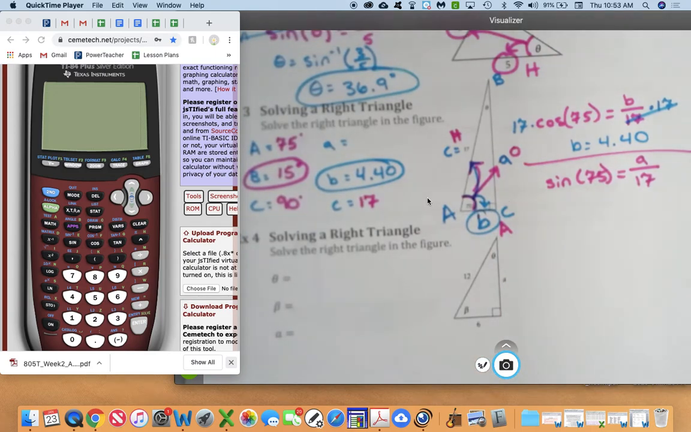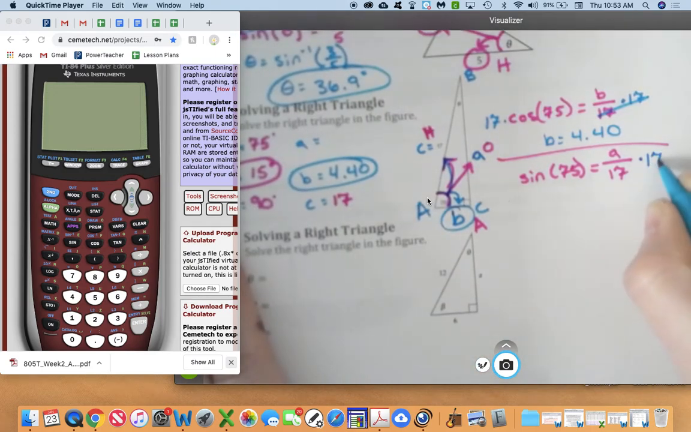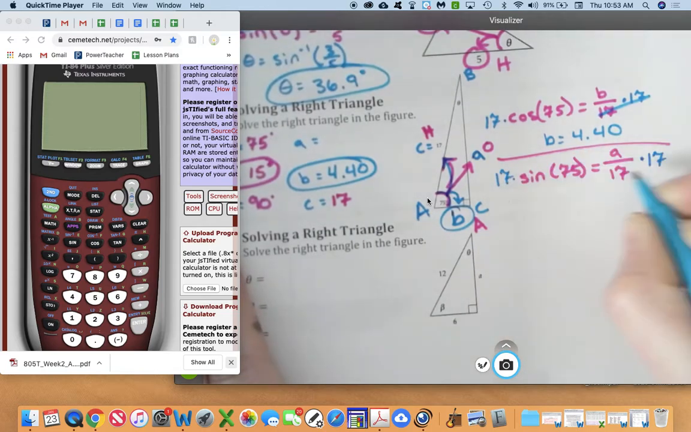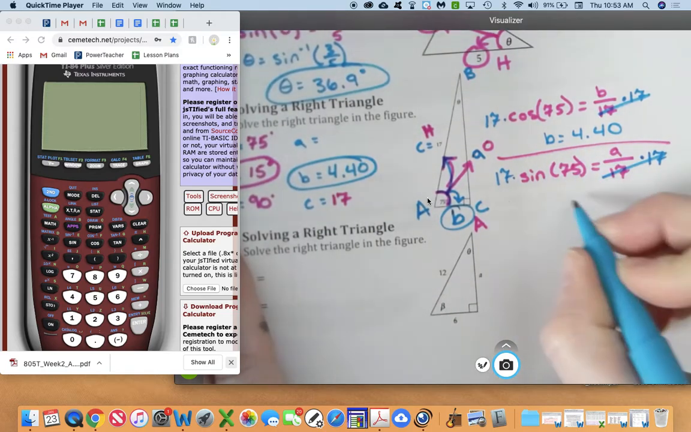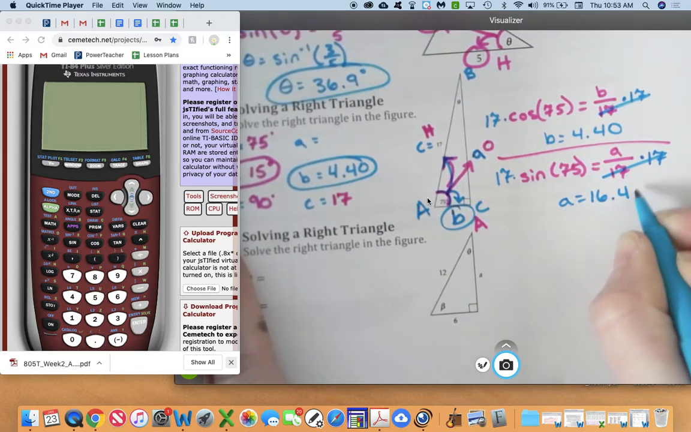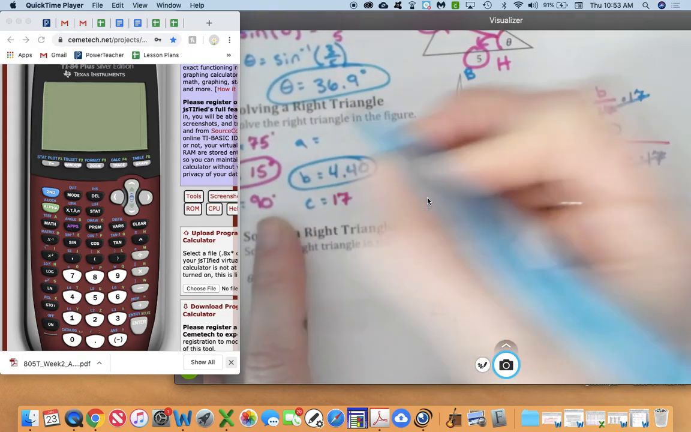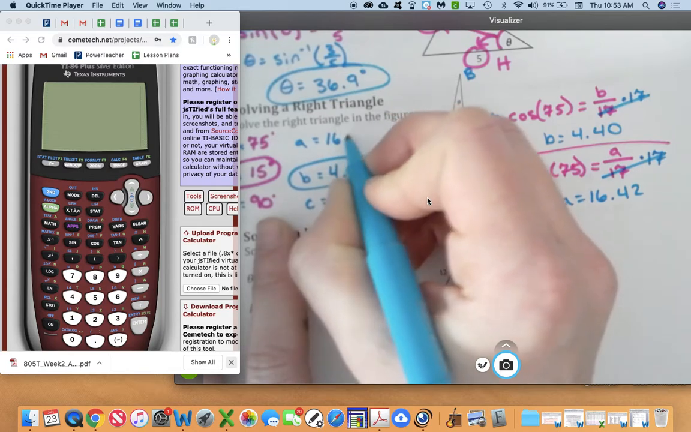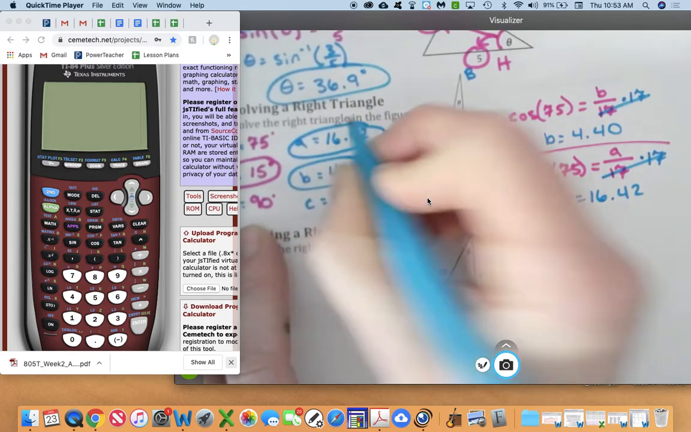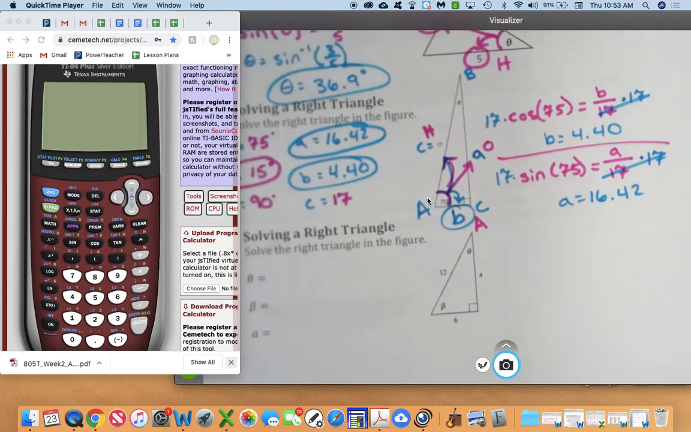Multiply by 17. What is that? 16.42. Now, which side should be the longest side? C. C should be the longest side. Is it the longest side? Yes, it is still, right?